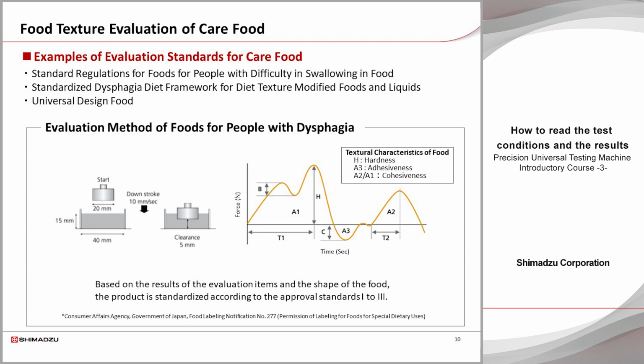In the test method and approval standard for food for people with swallowing difficulties, the food is placed in a metal petri dish 40 mm in diameter and 50 mm high and crushed twice from the top to the specified depth with a probe 20 mm in diameter. The results are shown in the graph on the right. The graph is called the texture profile, with the total distance traveled by the probe on the horizontal axis and the test force on the vertical axis. From the texture profile, indices such as hardness, adhesion, and cohesion can be calculated, and these are used as the result of the nursing care food evaluation.